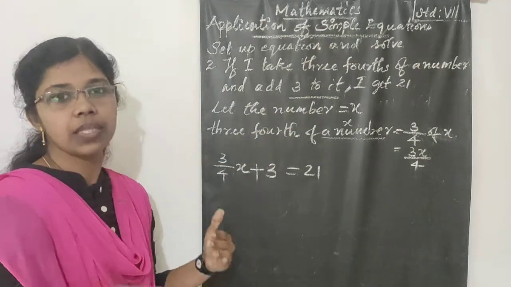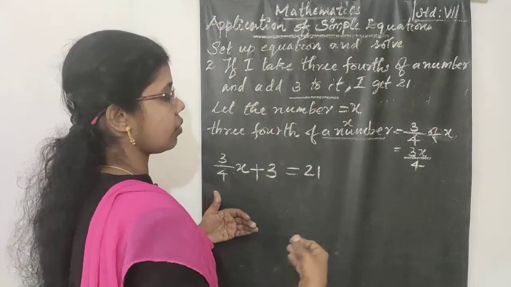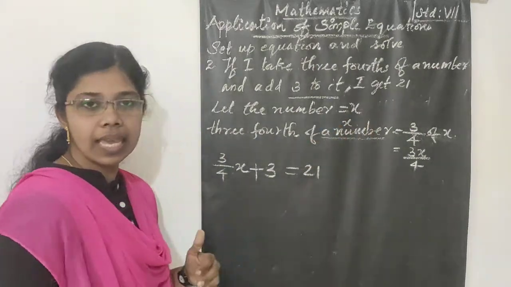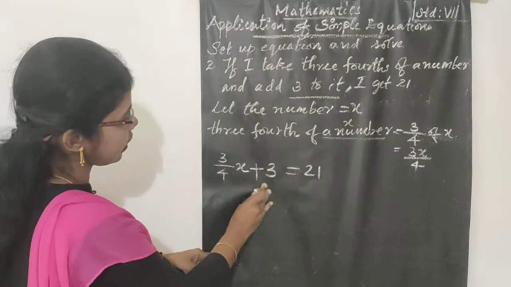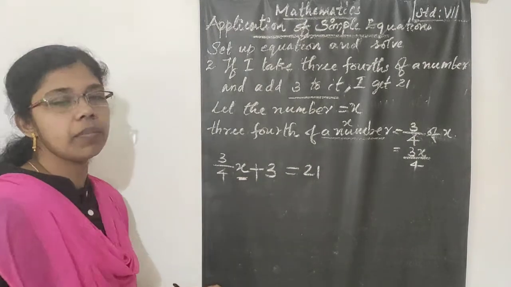That unknown number, which we do not know. Here what is the unknown number? That unknown number is x. Next we have to find the variable x.